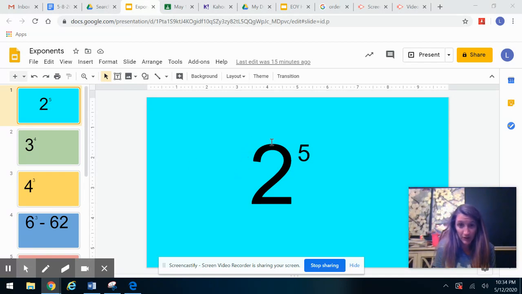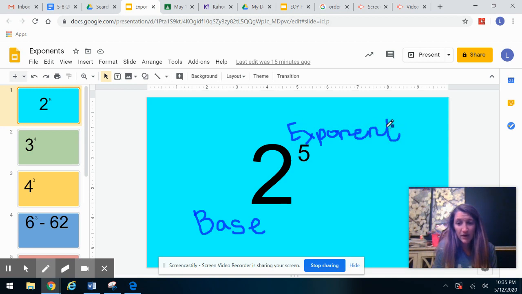So we have 2 numbers here. We have the larger number, and then after we have the little tiny number. The larger number is called the base. And this is going to be your number that is the one that is repeating. Then the little tiny 5, that is the exponent. Sorry, I'm trying to write with a pen on my computer, and so it's not the easiest, but I'll get better at it as we go. All right. So that's the exponent.